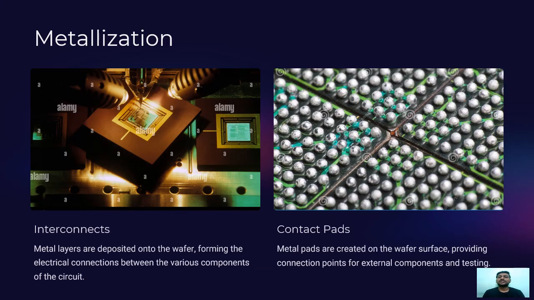Now let us go to our next process, metallization. It contains basically two steps: interconnects and contact pads. Interconnects: metal layers are deposited onto the wafer, forming the electrical connections between the various components of the circuit. Contact pads: metal pads are created on the wafer surface, providing a connection point for external components and testing.